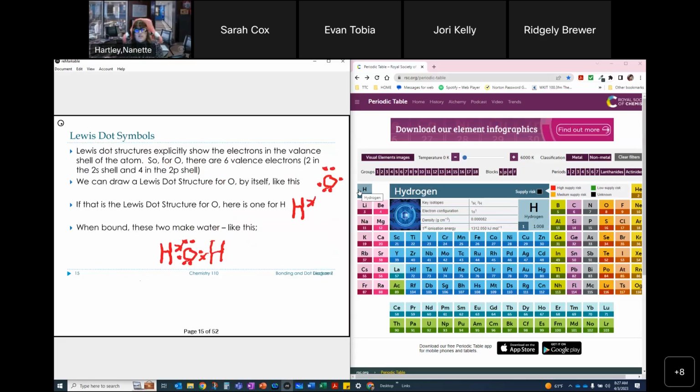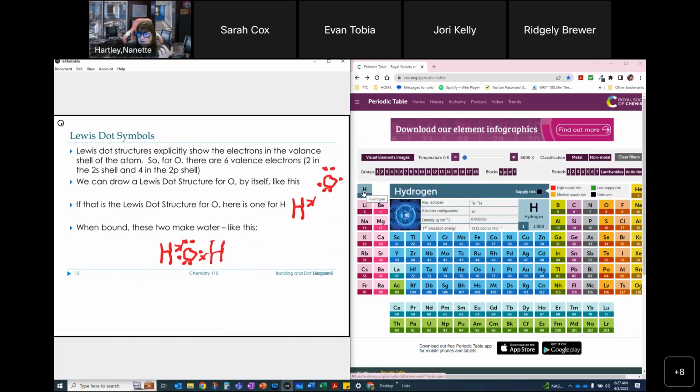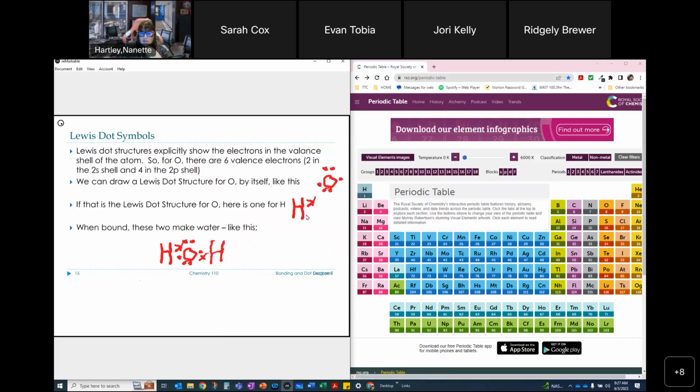Now, Lewis dot symbols. Lewis dot structures explicitly show the electrons in the valence shell of the atom. So for oxygen, there are 6 valence electrons: 1, 2, 3, 4, 5, 6. For hydrogen, we have 1 in that 1s. So H looks like this.